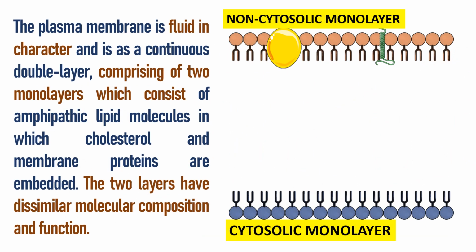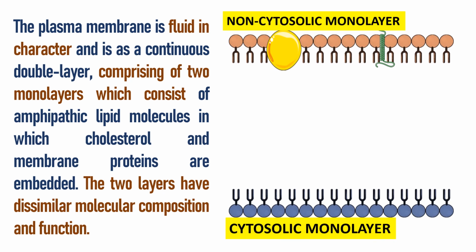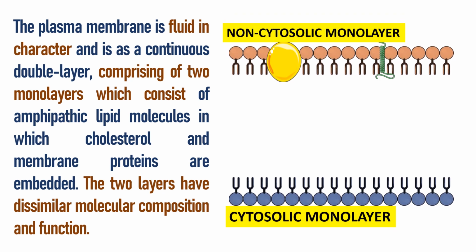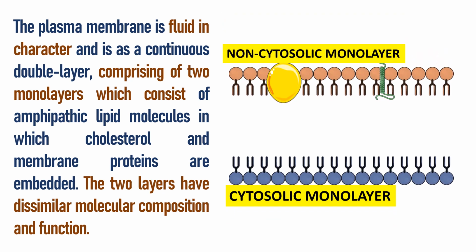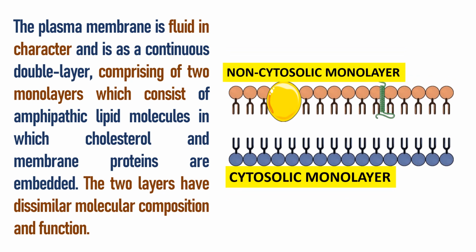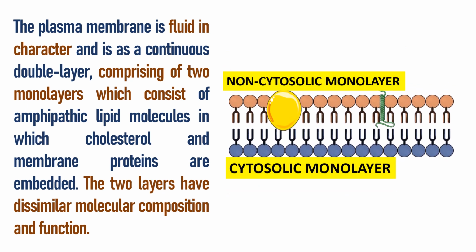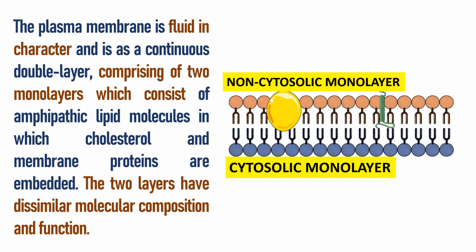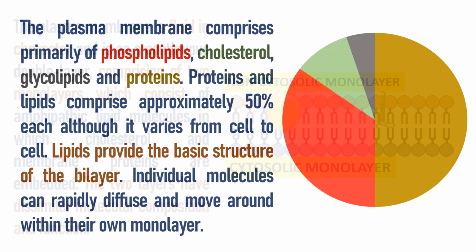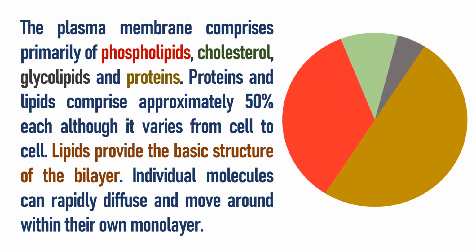The plasma membrane is fluid in character and is a continuous double layer comprising two monolayers, which consist of amphipathic lipid molecules in which cholesterol and membrane proteins are embedded. The two layers have dissimilar molecular composition and function. The plasma membrane comprises primarily of phospholipids, cholesterol, glycolipids and proteins. Proteins and lipids comprise approximately 50% each, although it varies from cell to cell.